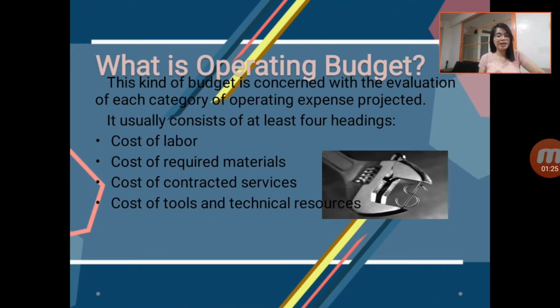The operating budget and the maintenance budget. So what is operating budget? This kind of budget is concerned with the evaluation of each category of operating expense projected. It simply means that the operating budget is a detailed statement showing all the operational expenses to be incurred and incomes to be generated during a particular period of time. An operating budget usually consists of at least 4 headings: cost of labor, cost of required materials, cost of contracted services, and cost of tools and technical resources.